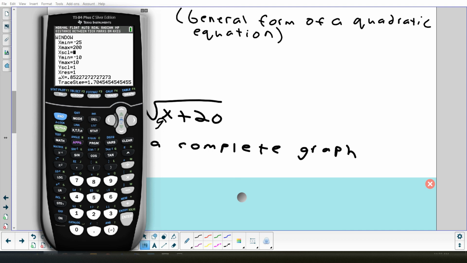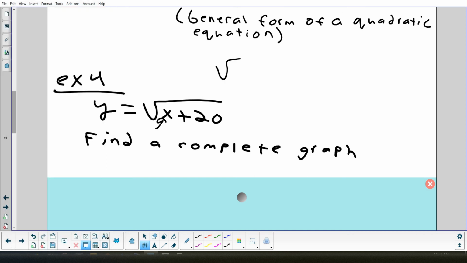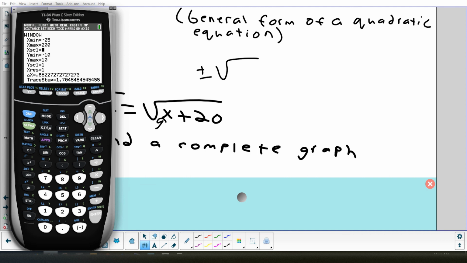Now, this symbol here means principal square root. There's only one answer, and it's positive. If they want the negative answer when you do a square root, you would see this: plus or minus, like you do in the quadratic formula. Without the minus, it's just one answer. Since it's always positive, I'm not worried about going into the negatives. I can leave that at negative 10. I don't really even need to go that low, but that's okay.